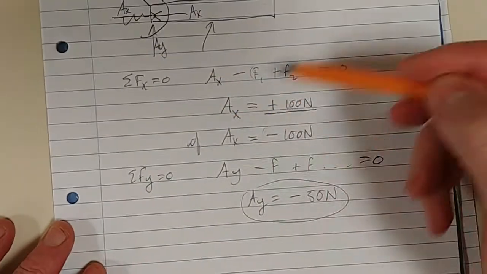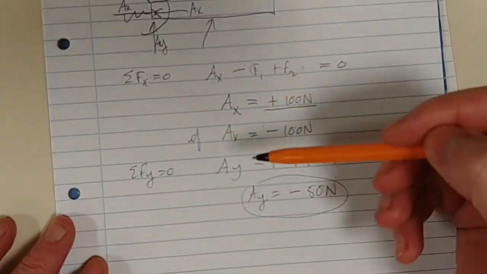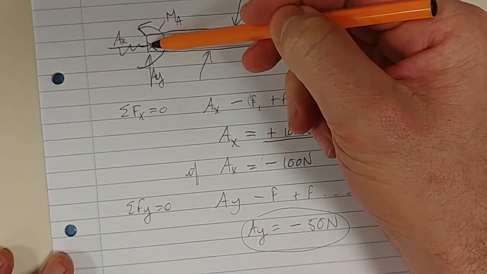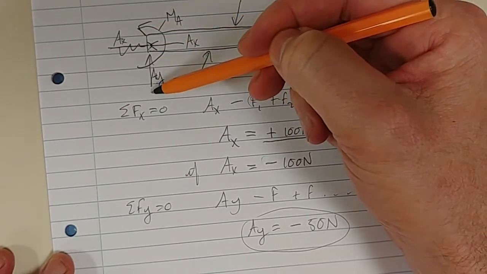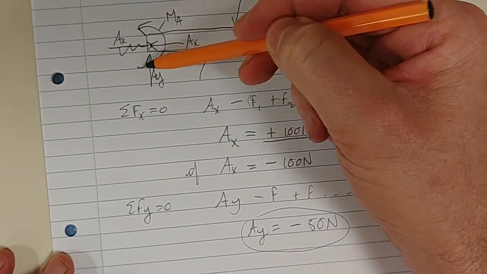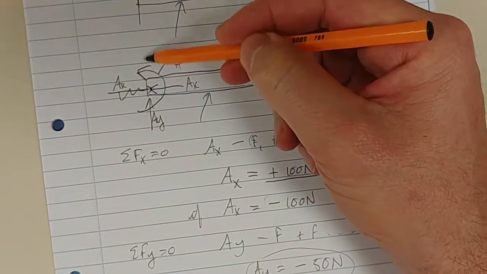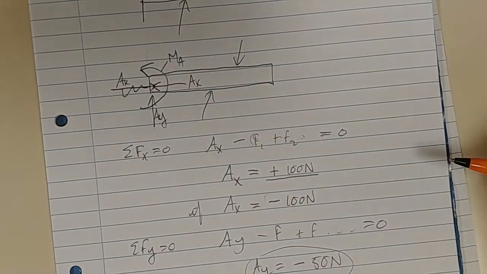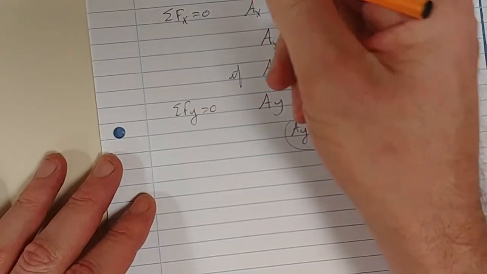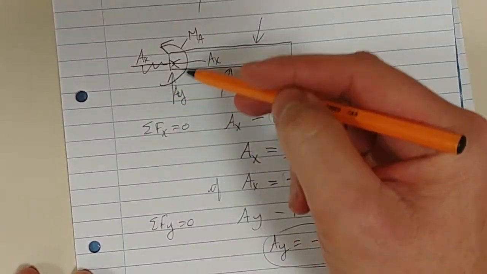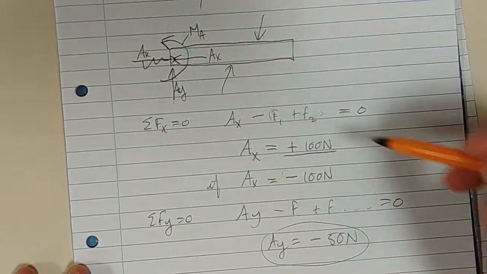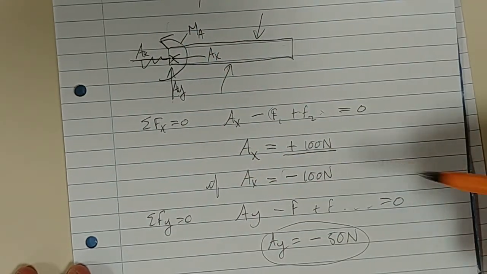Guys, please don't memorize anything here. Just look at the principle. So say I've chosen a positive Y direction. I've said AY is up, but then I get a negative. It means that actually AY is acting down. Similarly for the moment, I've chosen counterclockwise to be positive, so to speak.